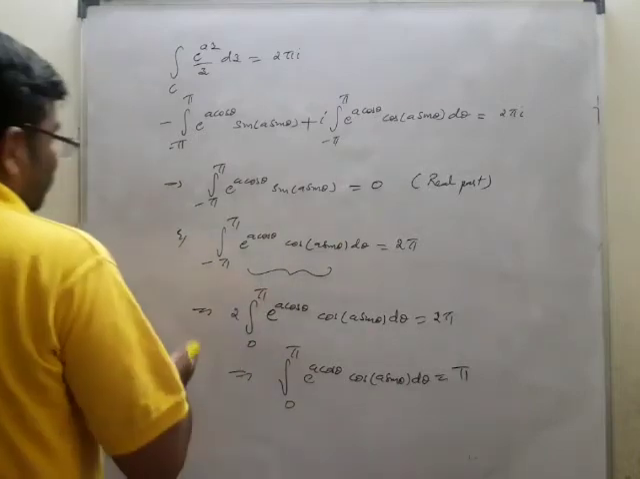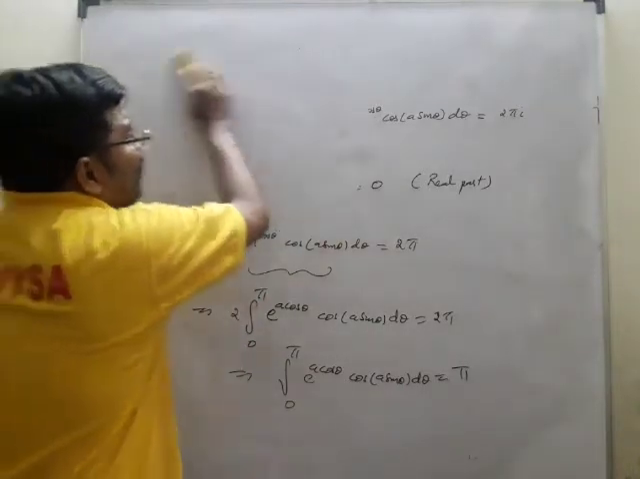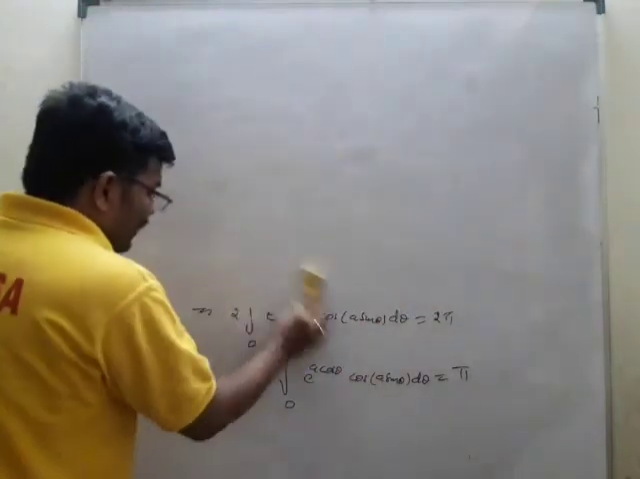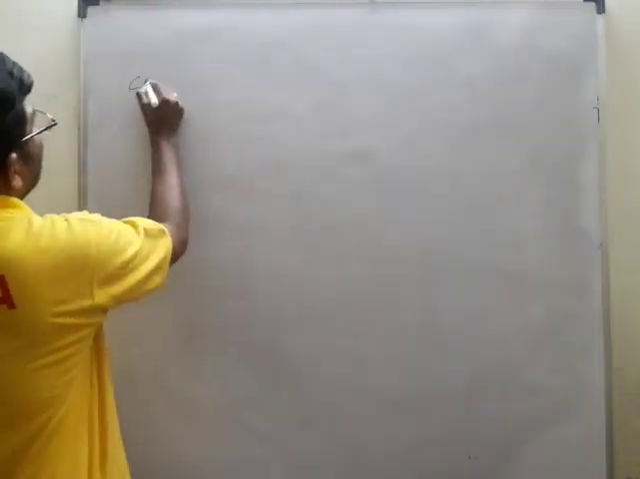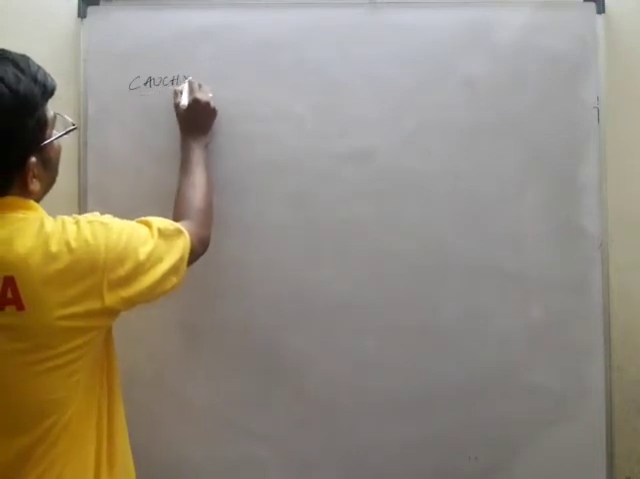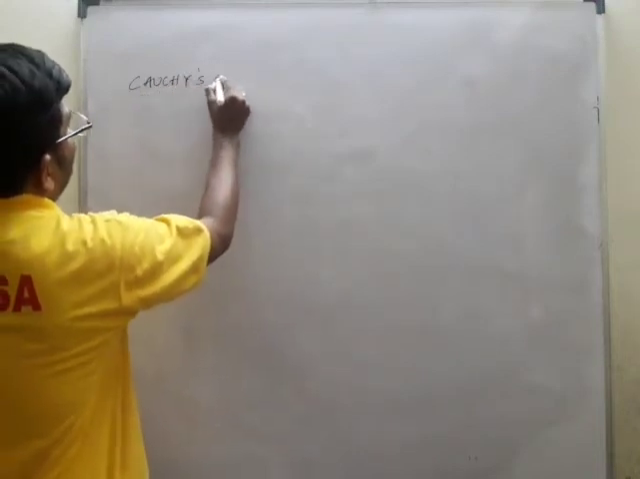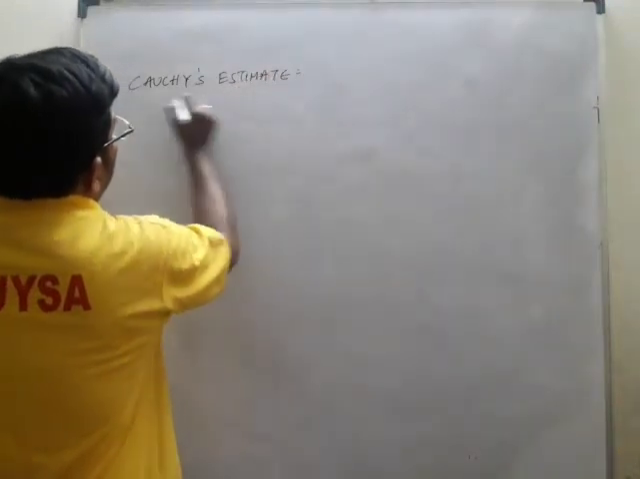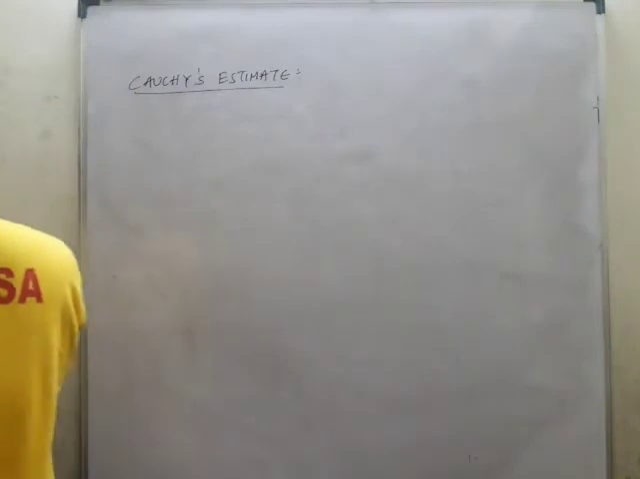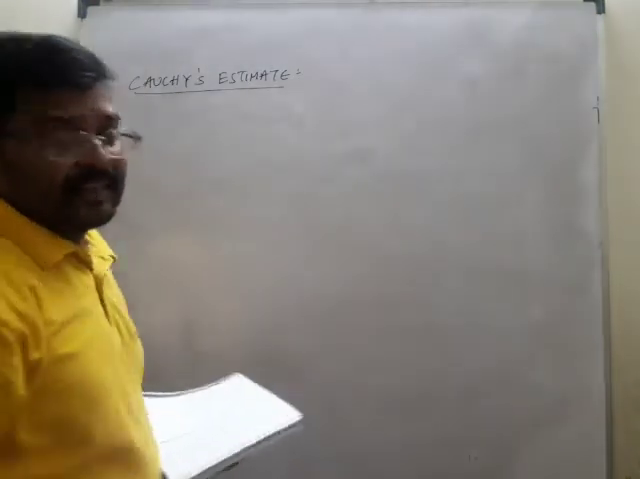Now this is another important problem. It gives 4 marks, and 8 marks will be given in the exam. Now we'll go for another important theorem, called Cauchy's estimate. This is another important theorem, Cauchy's estimate, obtained by using Cauchy's integral formula for the derivative.